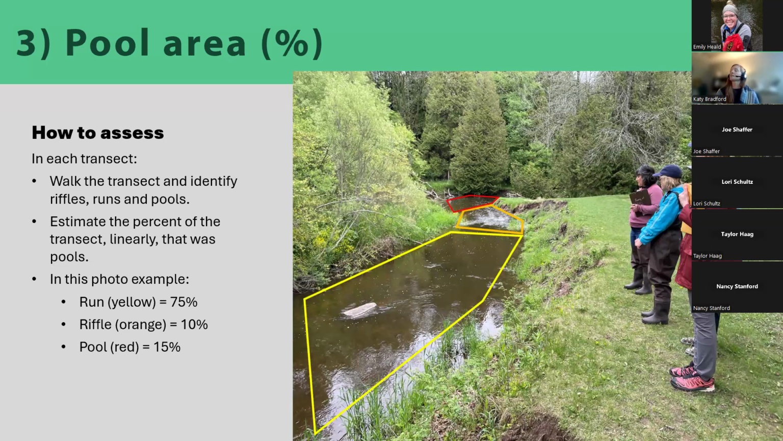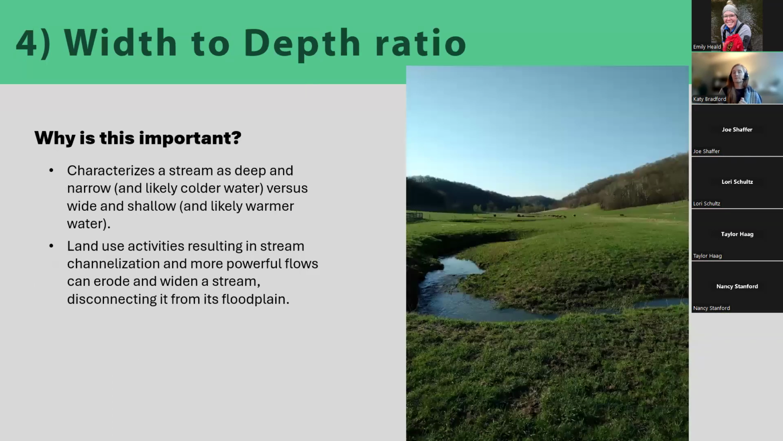And then finally, you can't tell, but I know from this spot that red box at the top is a pool, a really deep pool on the outside of a bend. And my transect ends there. And so I'm going to say that pool is about 15% of our transect. And so for this part of the stream, I'm going to say pools were 15% of the stream. So that's pool area. And you do that for every transect.